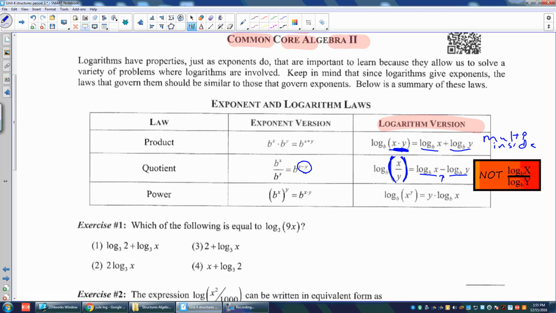Now, the power rule. This is the one that we've already been using. You bring the exponent in front. That's very powerful. I'm so funny. Okay, so those are the three rules. Got them?